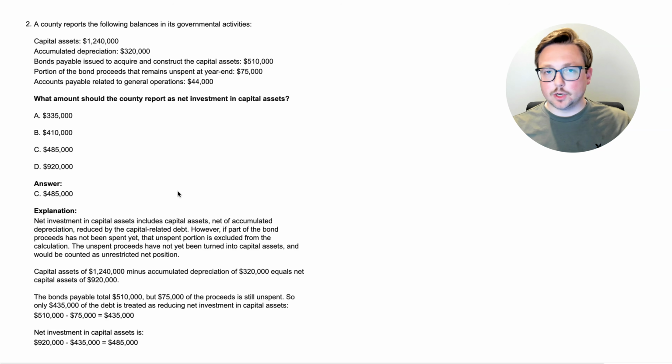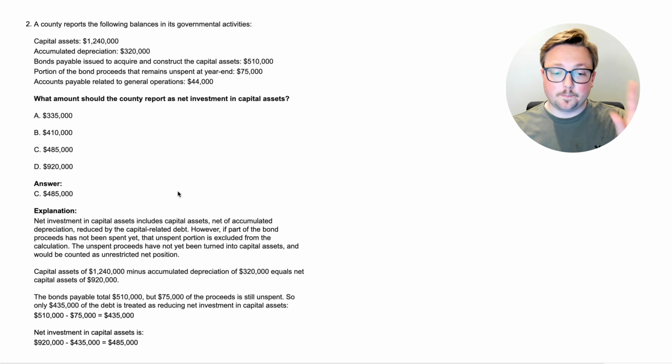And we'll talk more about unrestricted net position in a couple questions. But again, this is the part of net position, which by the way is kind of like the equity side of things when it comes to the government-wide statements and the proprietary fund statements. Again, we're kind of talking about equity, but from the government side of things.